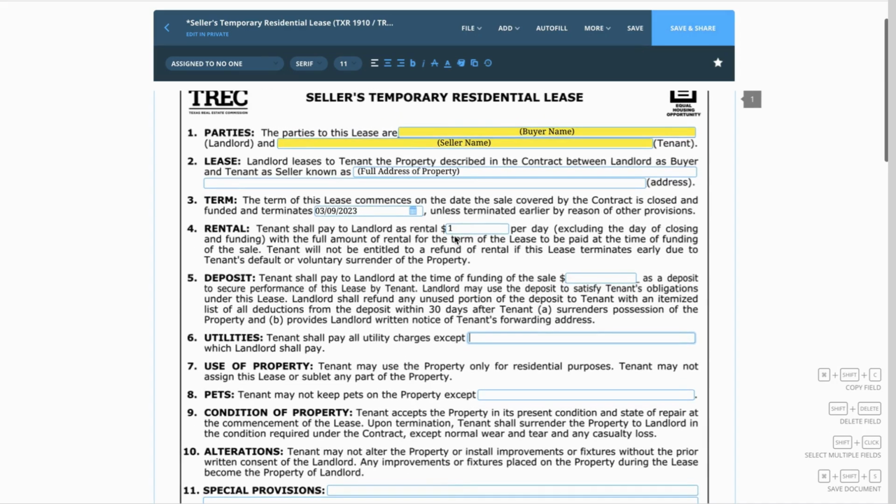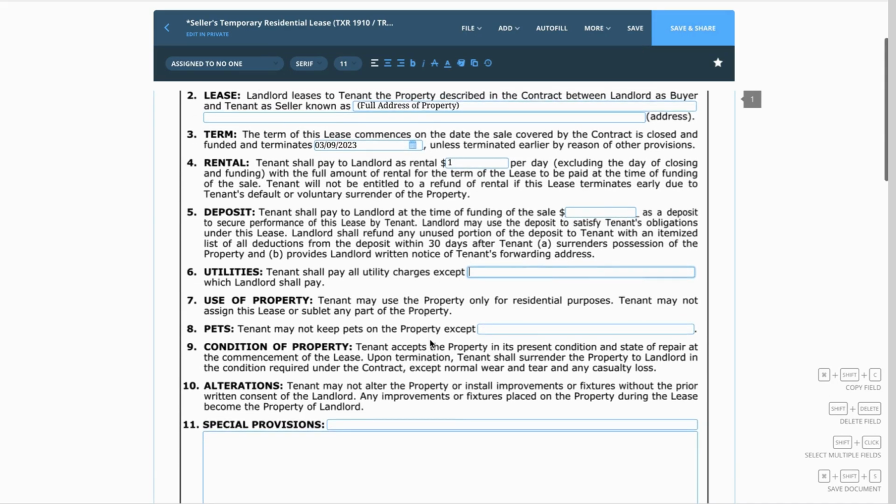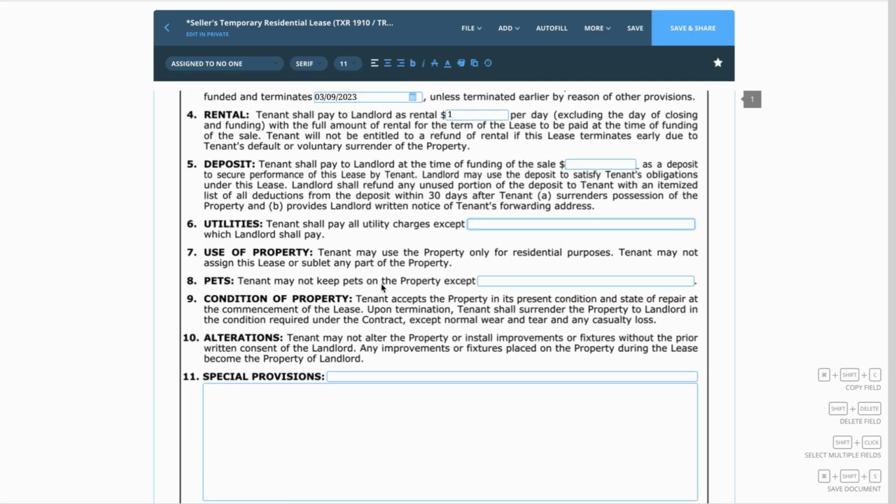Guys, they should not be here very long. This is not an opportunity for that, but we have to make it clear and everything in writing. Tenant may not keep pets on the property except, and you may write in their pet. They might already have a dog that's been there. But any exceptions, put it in here, okay?